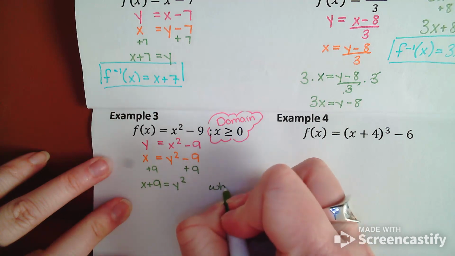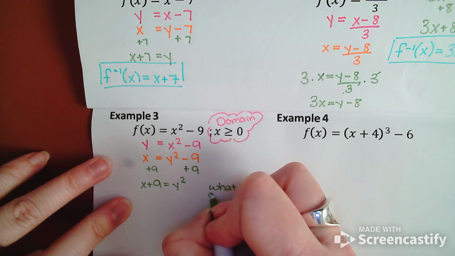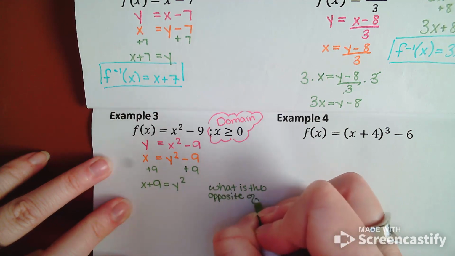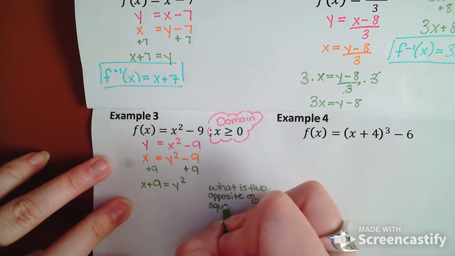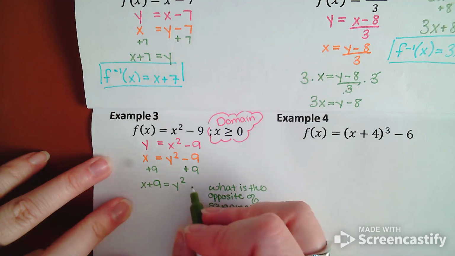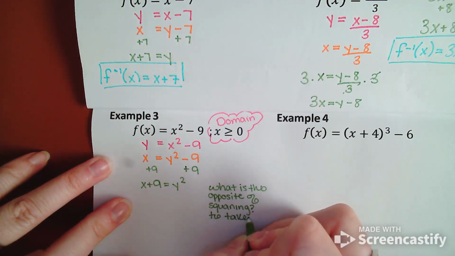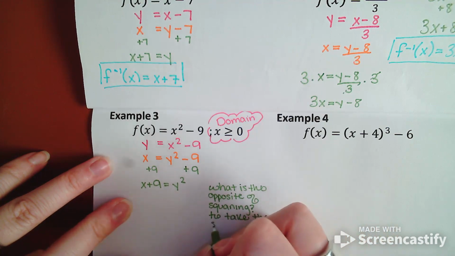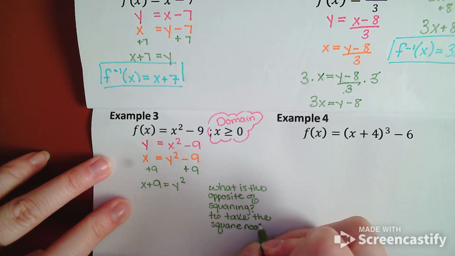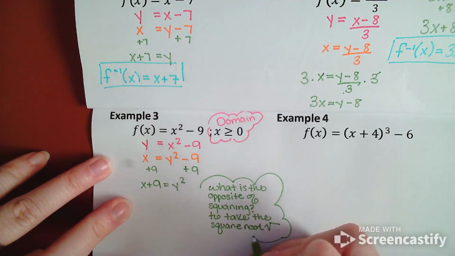Make a little note to yourself right here. What is the opposite of squaring? It is to take the square root. And do you remember what that square root symbol looks like? Remember that? That little square root symbol?